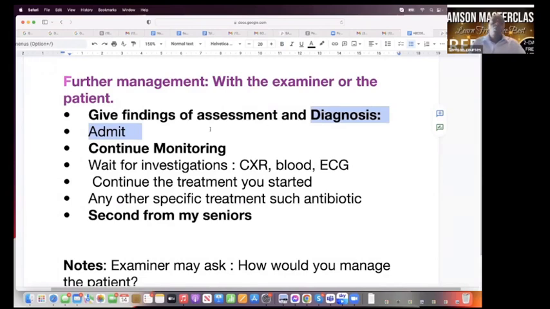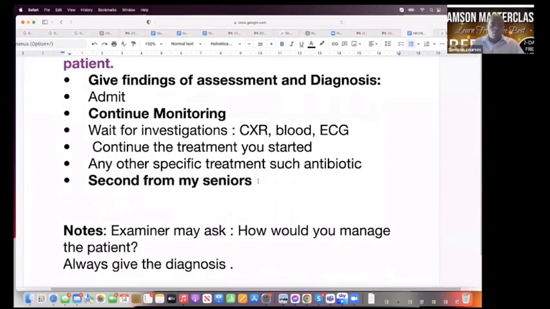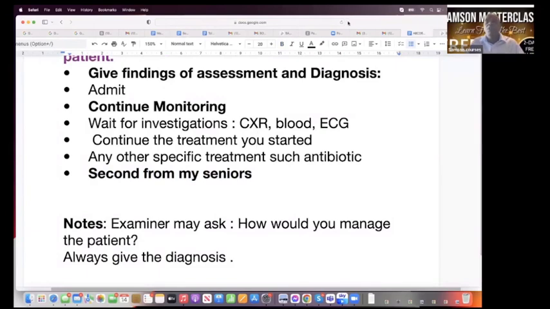What I need to do, we need to keep monitoring you. We'll keep monitoring, continue the IV fluids, continue the oxygen. I need to discuss with my seniors. You might need to go back to theater to have another operation to see where you're bleeding from and stop the bleed. Okay, so that would be our management of this particular case.